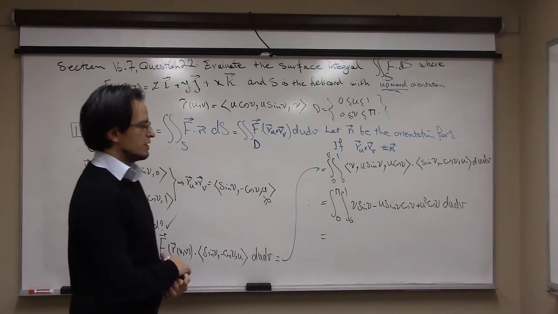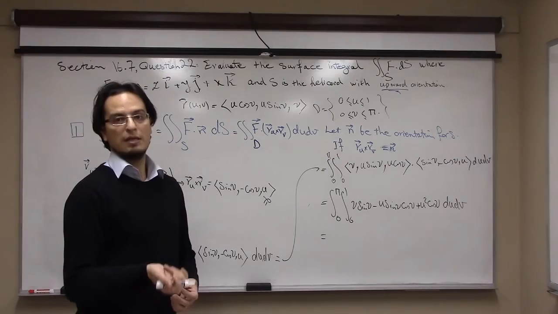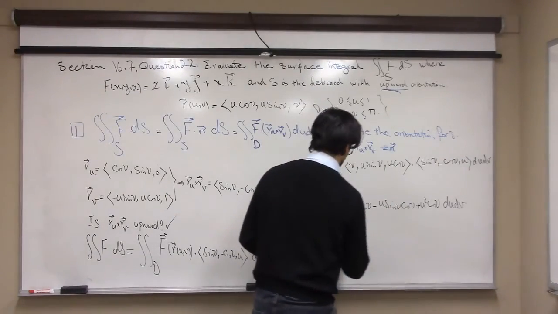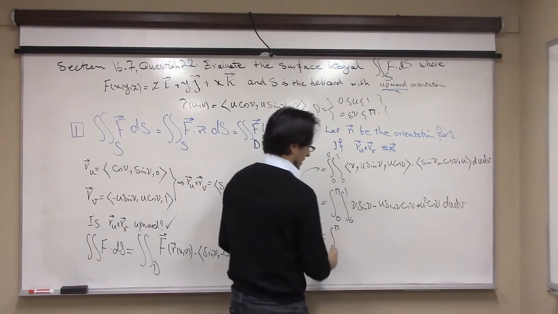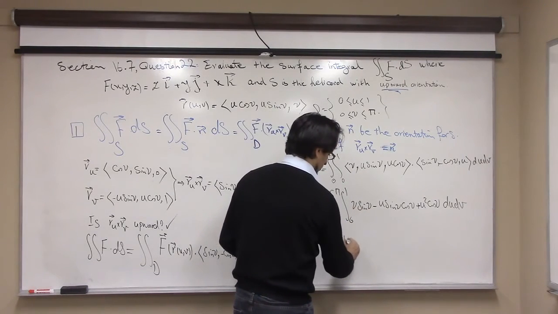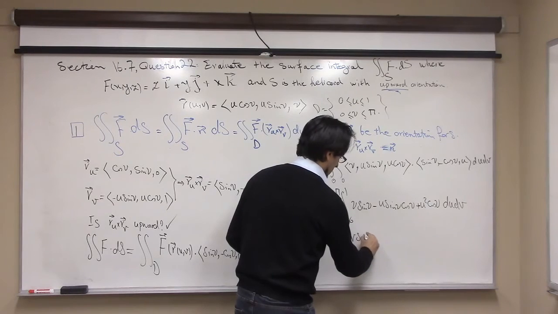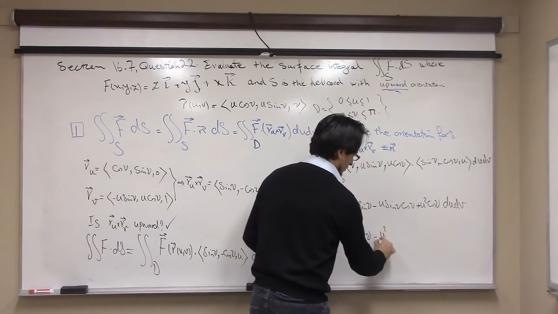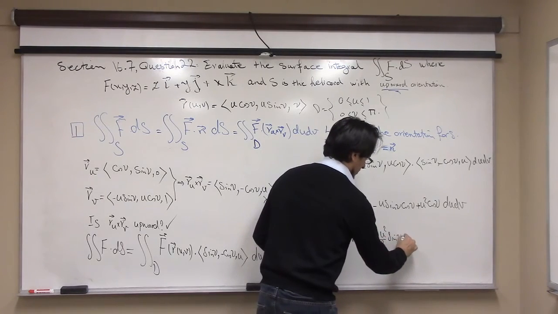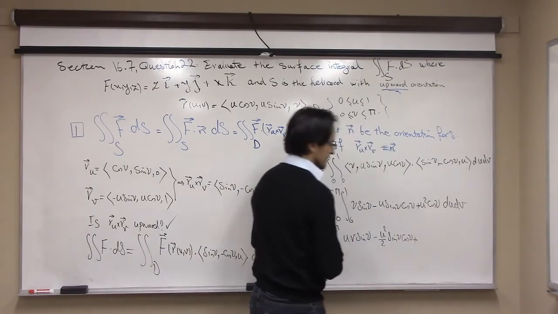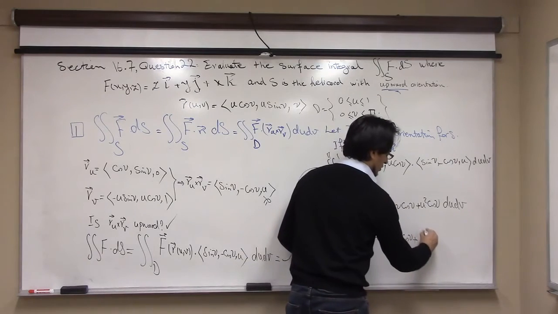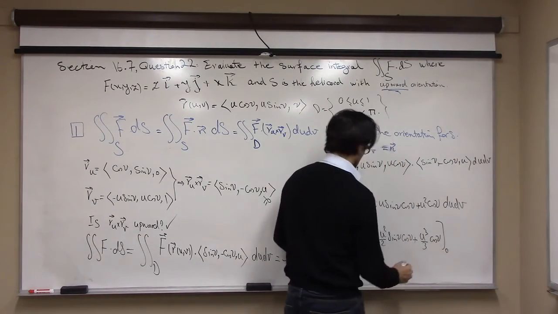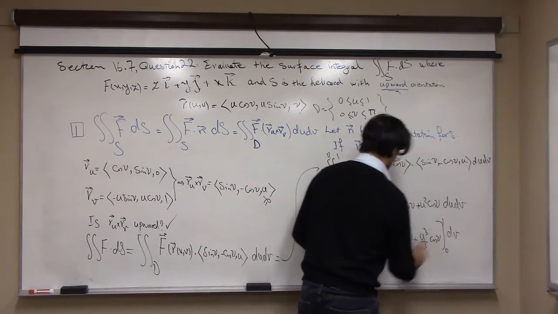I have to integrate with respect to u first and then with respect to v. So let's integrate with respect to u. Here I have no u, so it's going to be uv sine v, minus u squared over 2 sine v cosine v, plus u cubed over 3 cosine v, going from 0 to 1, dv.